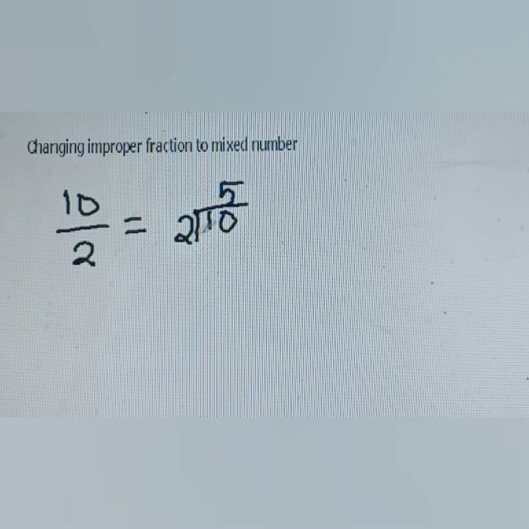So, 5 times 2, that's 10. So, if you subtract, there is no remainder, it's 0, correct? So, what if there is no remainder? What could be our answer? Our answer is just a whole number. Here the whole number is 5. So, the answer is just 5, if there is no remainder. If you check, 10 divided by 2 is simply 5.